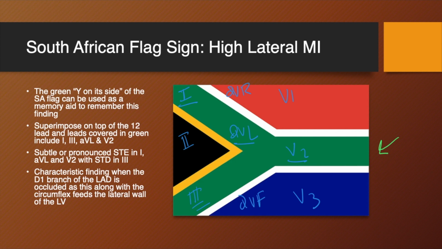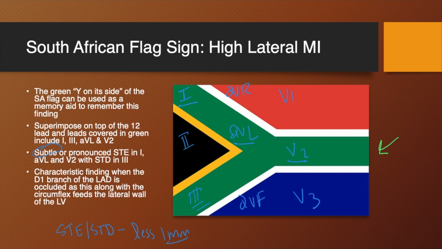All right. So you superimpose this on top of the 12 lead, and if you see subtle, and in the case of a myocardial infarction, subtle just means does not meet STEMI criteria, so that's ST elevation or ST depression that is less than 1 millimeter. That's what we mean by subtle. So this could be either subtle or pronounced, and pronounced would be greater than 1 millimeter.